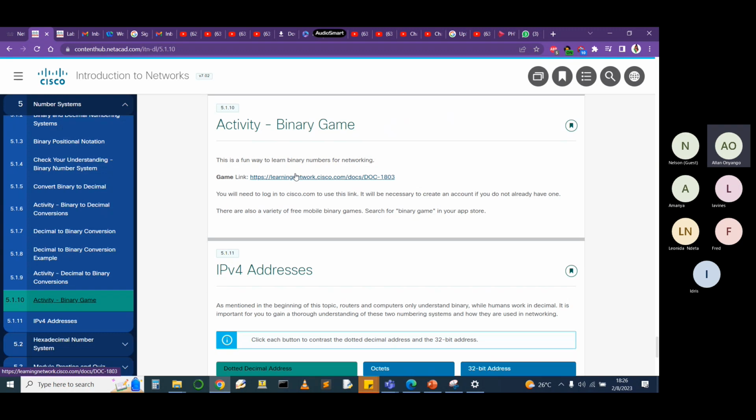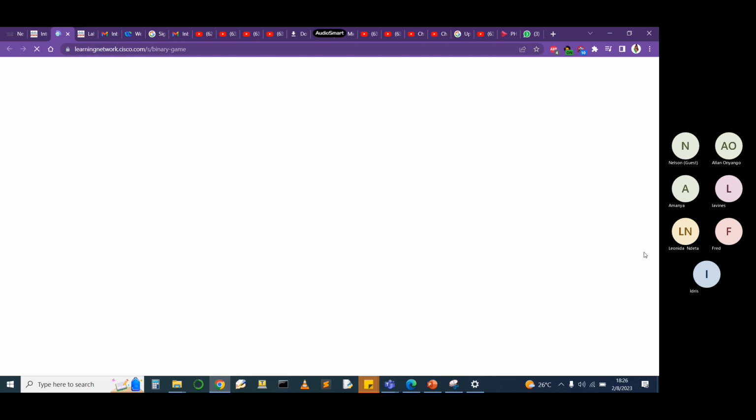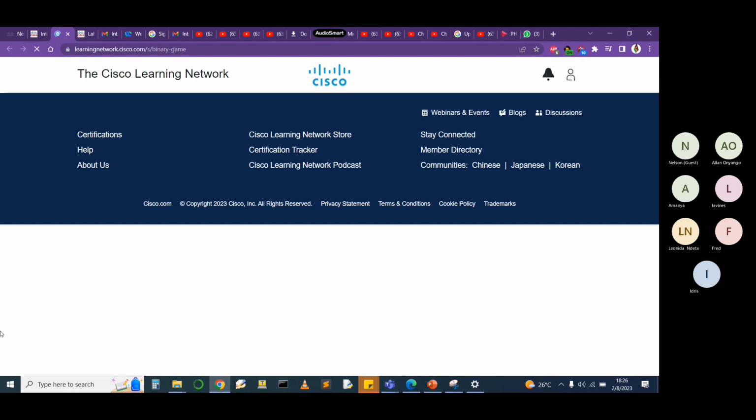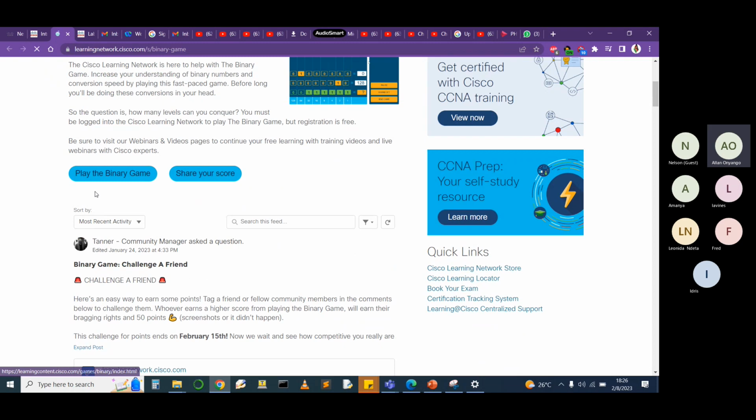5110, you're going to find a link here. So what you do, you're going to click on that link. And let's wait for it to just load in a few. All right, there we go. It's not loading completely. Ah, here we go. When it loads, you're going to click on play the game. Click on play the game, and you need to log into your account. You can't play this game before doing that. And there's something here. You're going to have to check it out on how to challenge your friend here in the game.